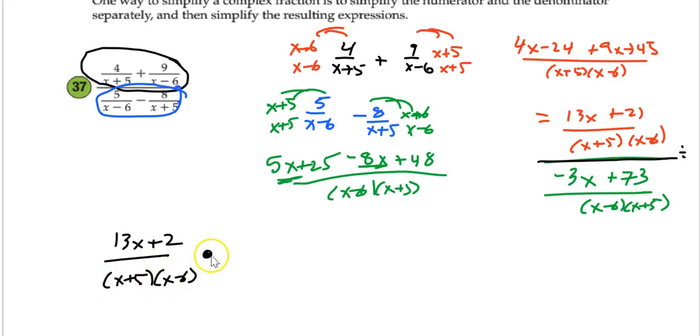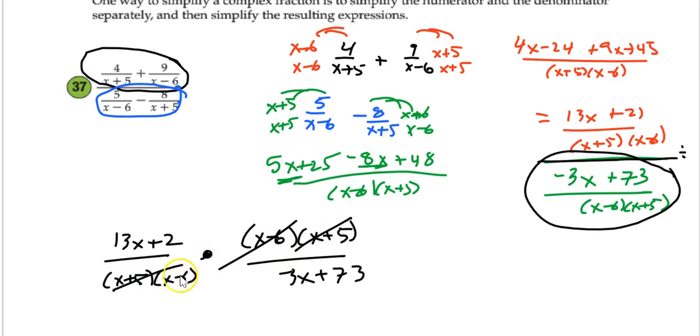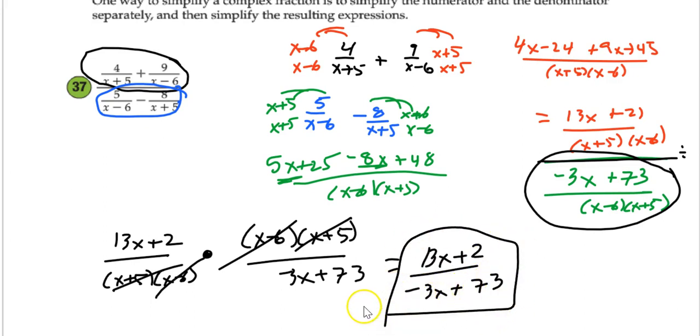Divided by, so I'm just going to skip a step here, right? You're dividing by this, so we're going to flip it and multiply. That's what dividing does. You flip it and multiply. So you're going to multiply by the reciprocal. That's for dividing. And look what happens. These cancel out. And you get 13x plus 2 all over negative 3x plus 73. Which is the answer. Right, so that's one way to do it.